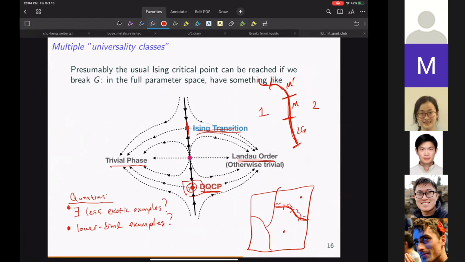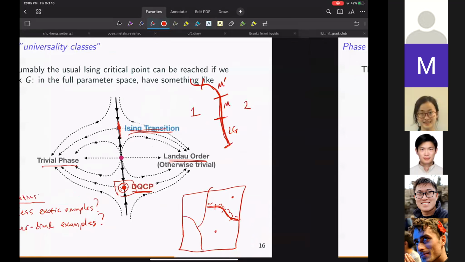Right. So for the usual Ising transition, say in some spin model, all the symmetry is considered as a Z2 symmetry, but here in the IR, you actually have an enlarged symmetry, not only Z2, you also have this G symmetry, right? Yes, that's right.